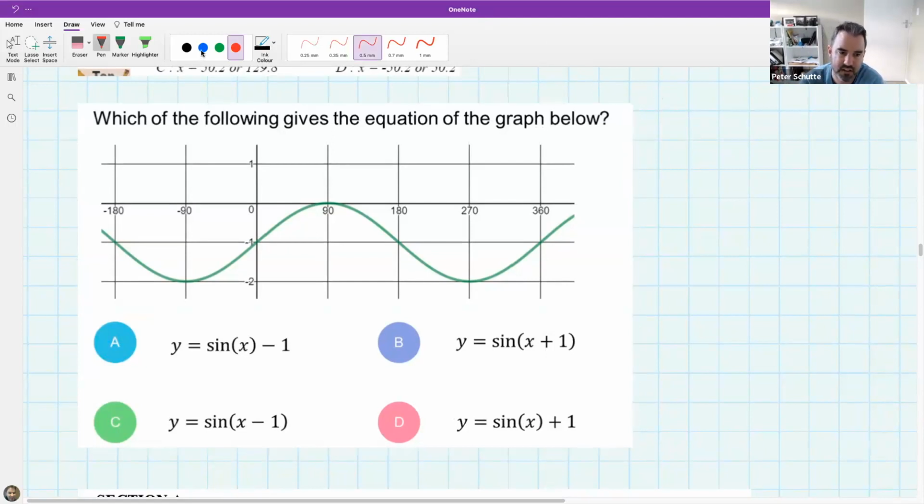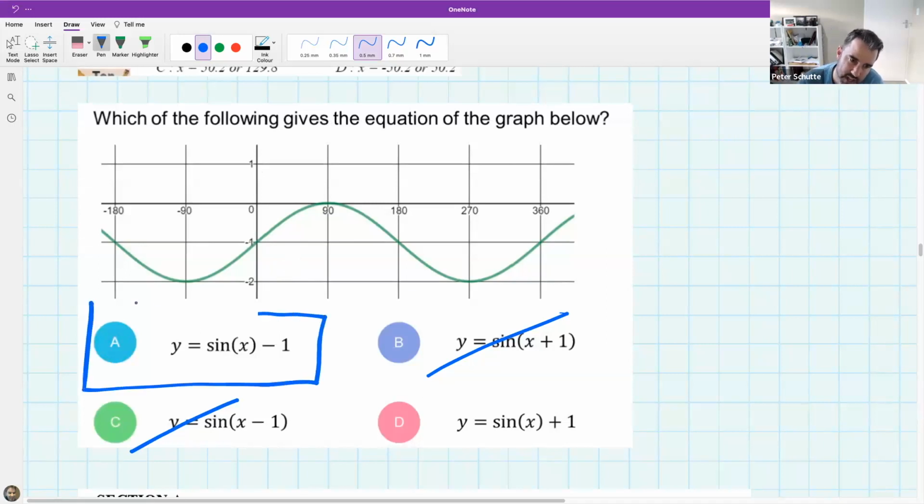I don't think it can be C or A or B, because those are horizontal shifts. And this to me looks like there's been a vertical shift. And it looks to me like the shape is the sine graph, but it's been shifted down. And so my answer would be A.